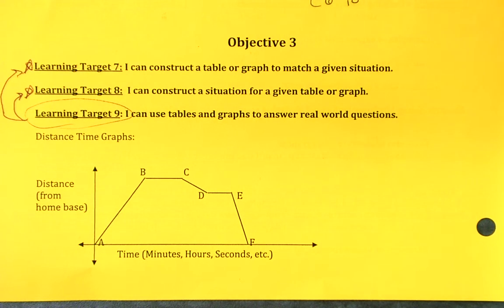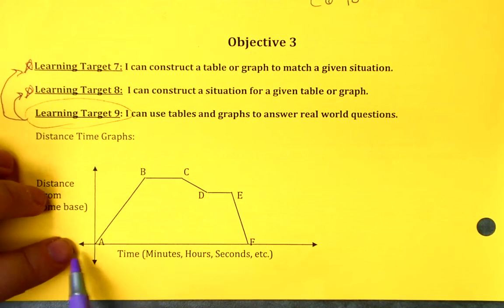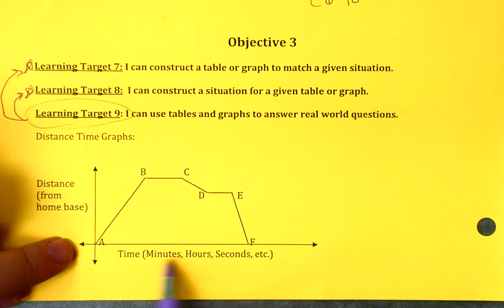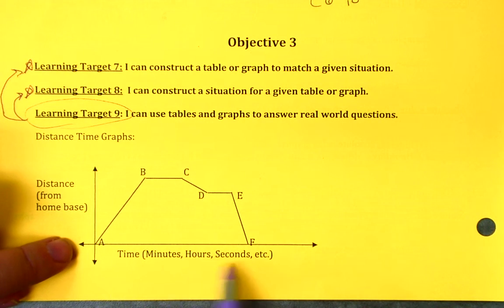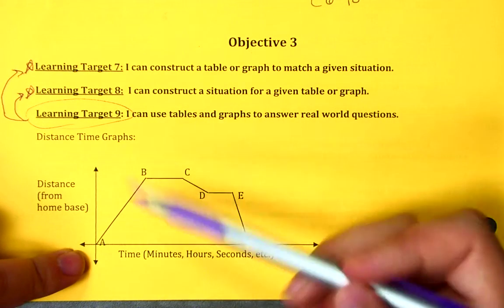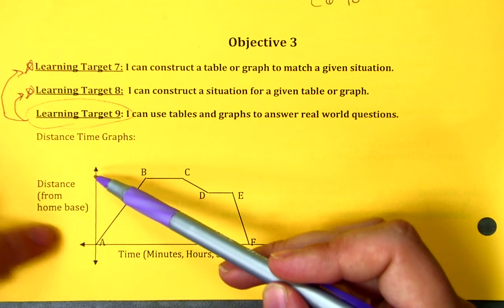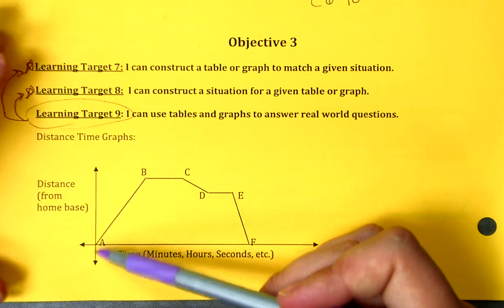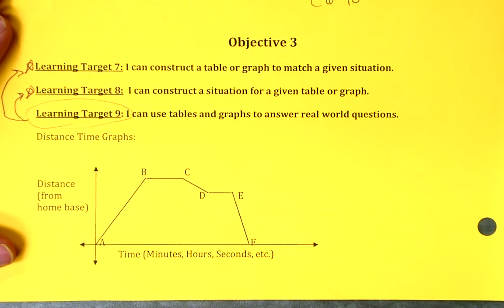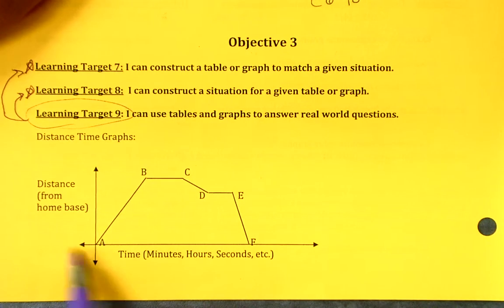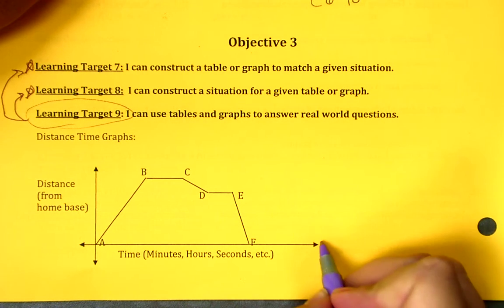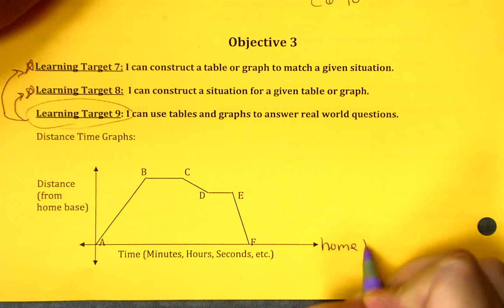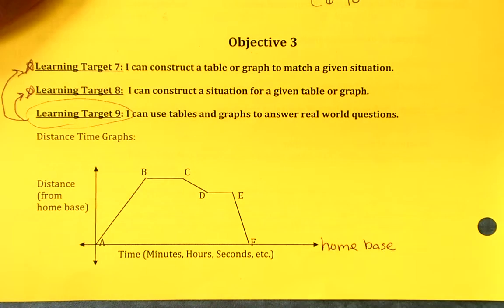They're called distance time graphs because on the x-axis, the independent variable is the time. On the y-axis, the dependent variable is your distance from home base. One way to look at this is to think of the x-axis as your home base. So on your notes, go ahead and write home base right there.